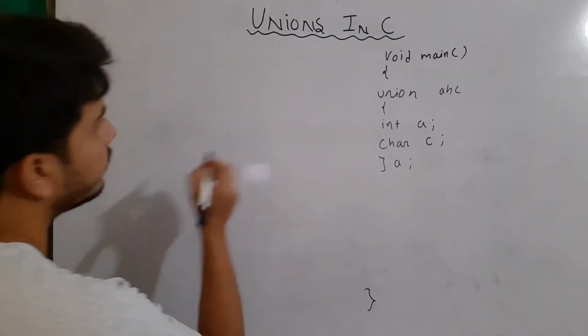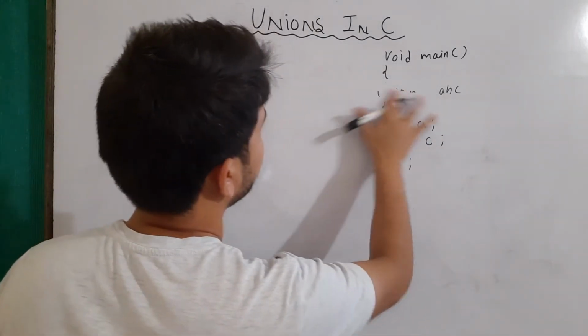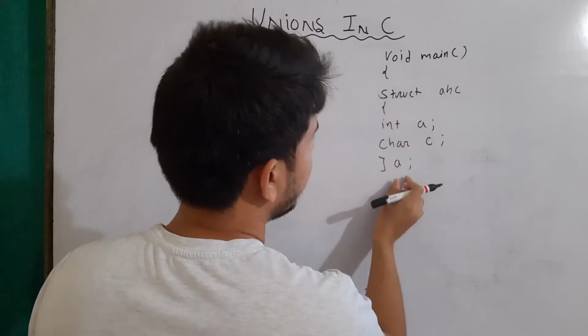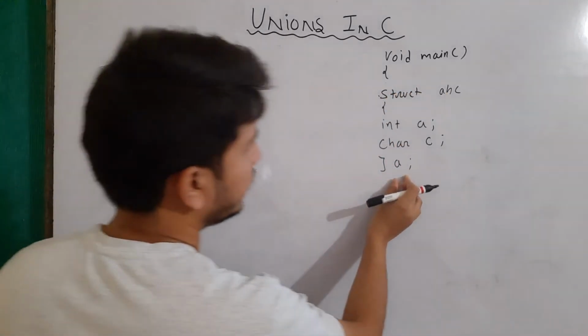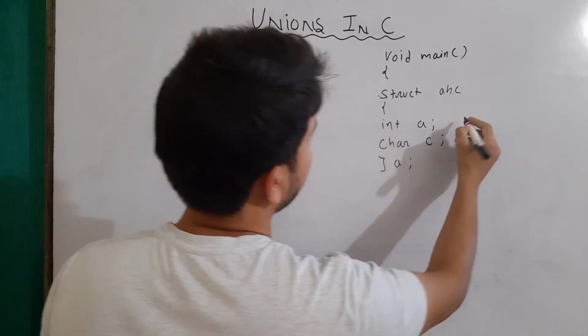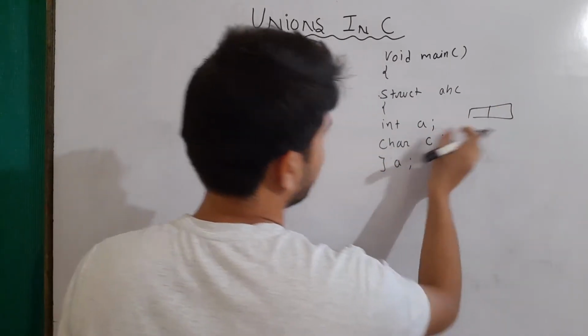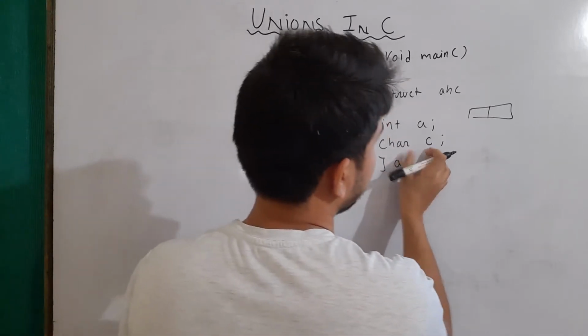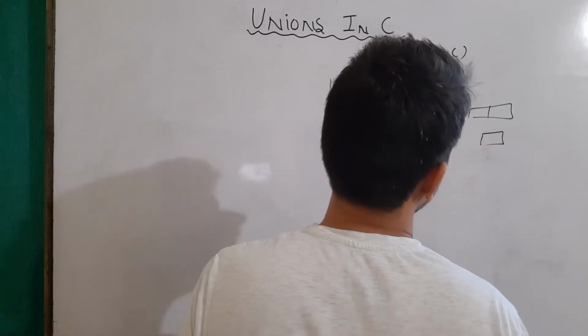How? Let's say there is a structure element, and the variable name is a. Now in this case integer a will have a different memory location of 2 byte, let's say for a 16-bit compiler, right, and character C will have completely different memory.